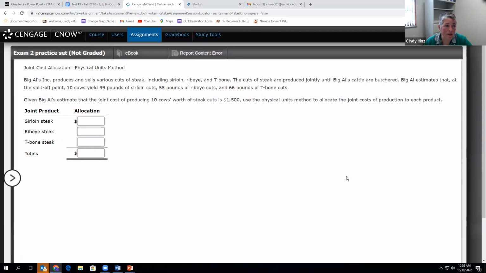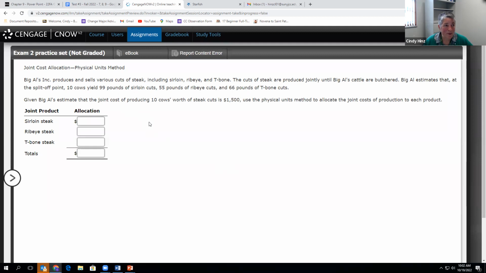So now we're moving into the second part of what we did in chapter 19, which is the allocation of joint costs. Again, there were 4 separate methods that we used for allocating joint costs. We're going to go through each one of those. The physical units method is probably the easiest or the most straightforward.